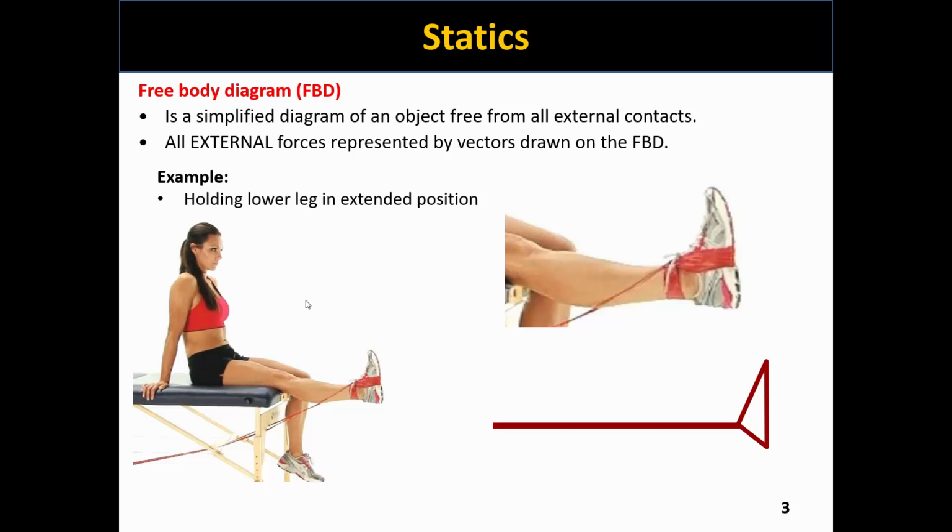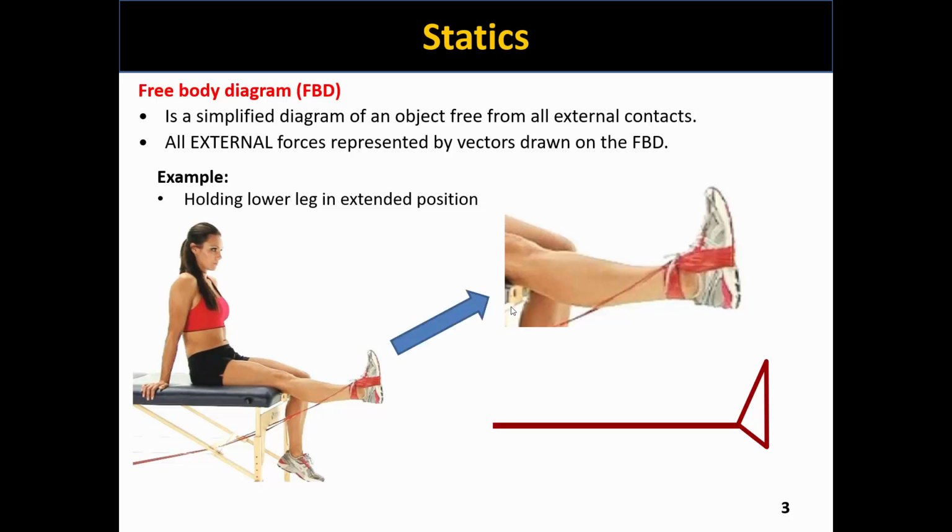In this example, we have a patient performing a rehabilitation exercise. This patient is holding her leg in a knee extended position, and the elastic band around the foot that's tied to the table is providing additional resistance, forcing the quadriceps femoris muscles to contract even more. But in this example, our only interest is with the right leg and the foot, rather the right lower leg.